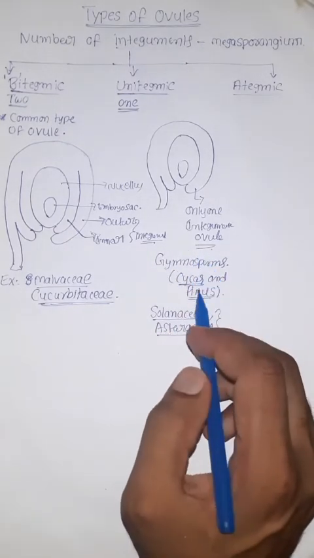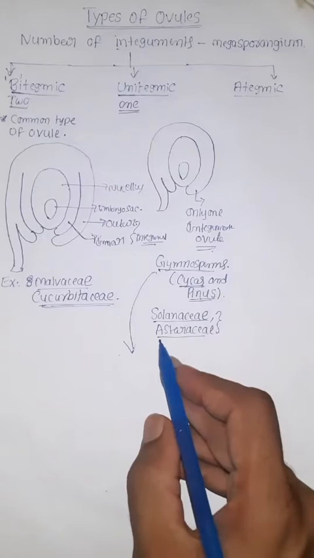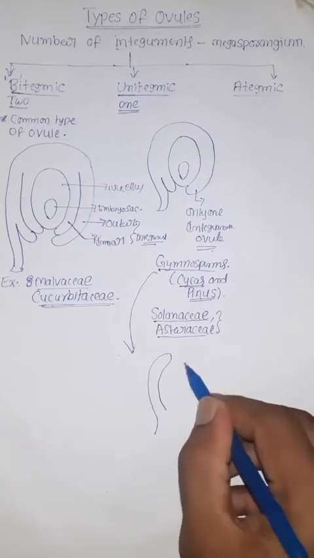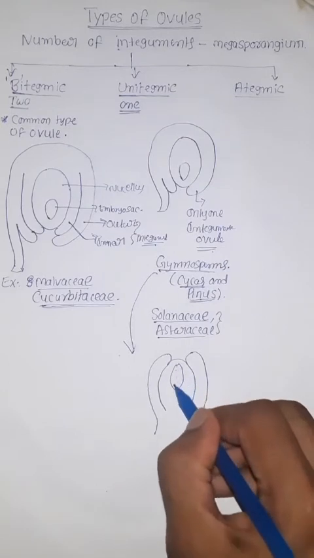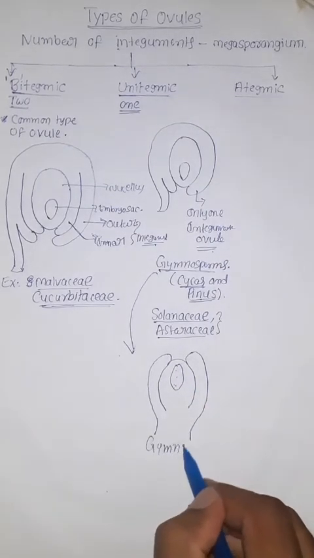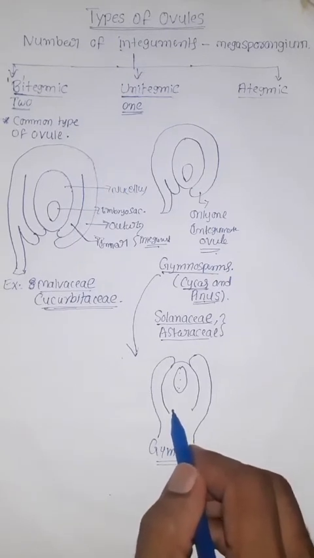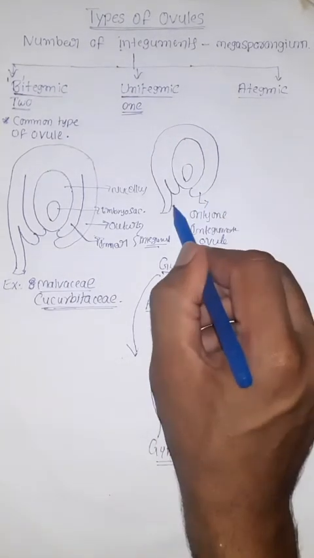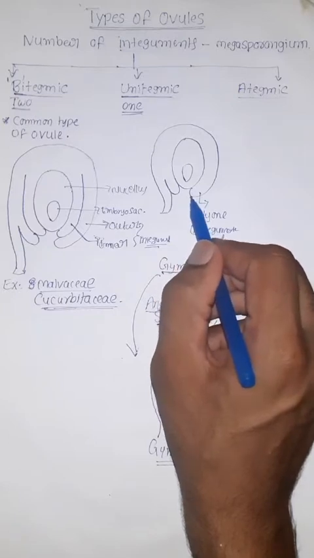But here, one thing we have to remember, in gymnosperms, usually we can see unitegmic ovules only, but of the orthotropous type, means erect type. Like this. In gymnosperms, we can see the orthotropous type of ovules, but these are also unitegmic only. But in angiosperms, we can see inverted or hemitropous or campylotropous or anatropous ovules with the unitegmic type of ovules.